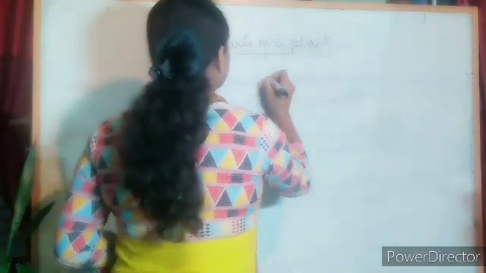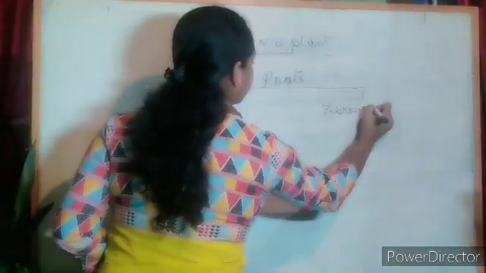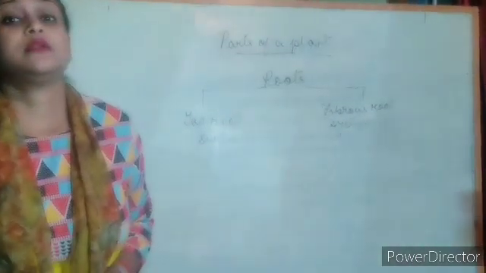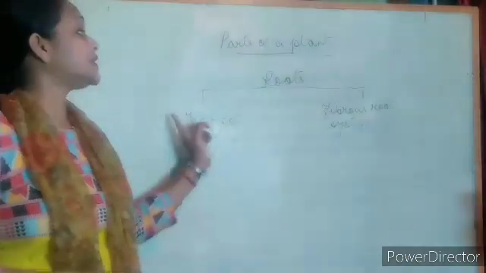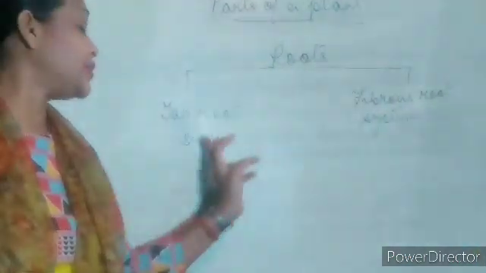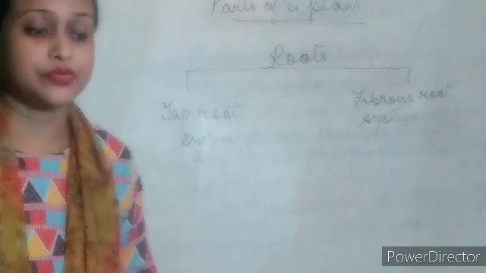So if we see roots, we can see here roots are of two types. One is the taproot system and the other is the fibrous root system. Now what is the difference between taproot system and fibrous root system?